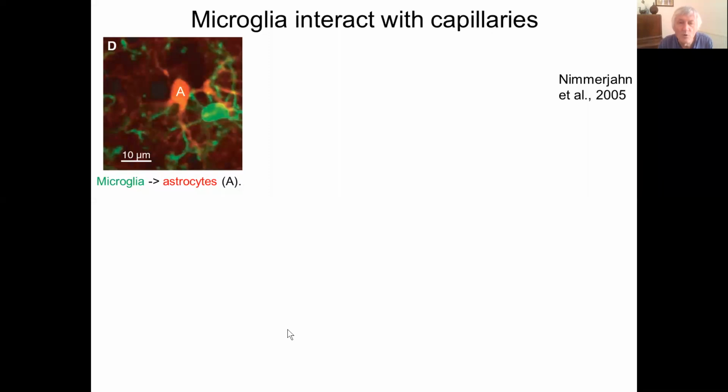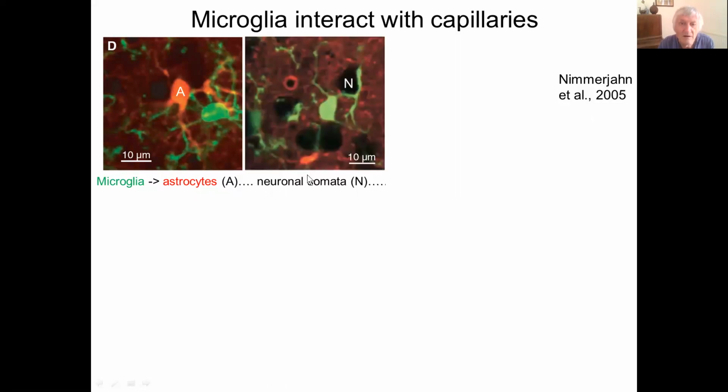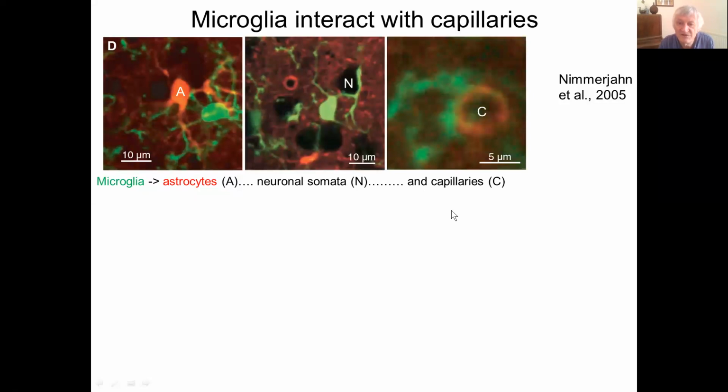Now, whilst microglia are doing this, they interact with lots of other cells. So here's an astrocyte in red, and this is a microglial cell having lots of interactions with this astrocyte. This is from the work of Nimmerjahn 15 years ago. They also wrap their arms around little neuronal somata, and in fact, they've been shown to calm down the firing of neurons. And for the purposes of this talk, the important thing they do is they interact with capillaries, as you can see here. Now, why might this matter?